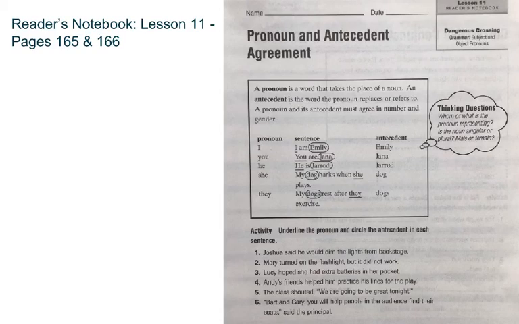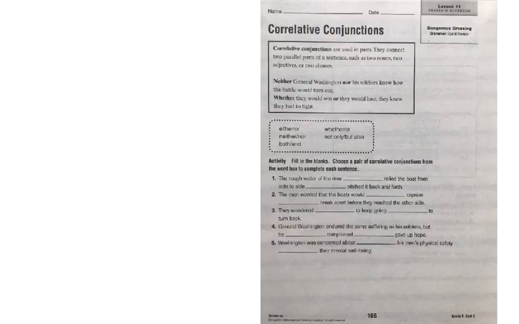Good morning, class. Today we're working on Reader's Notebook, Lesson 11, pages 165 and 166. Today we're going to be talking about pronoun and antecedent agreement and correlative conjunctions.